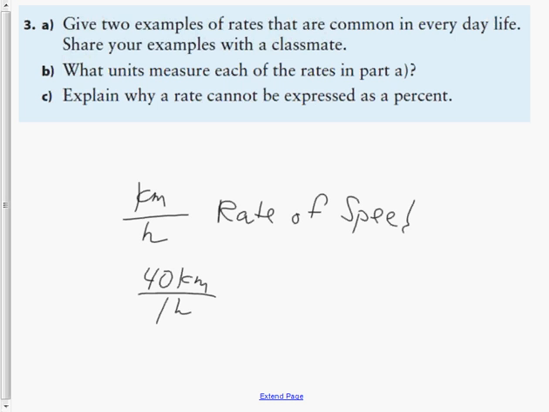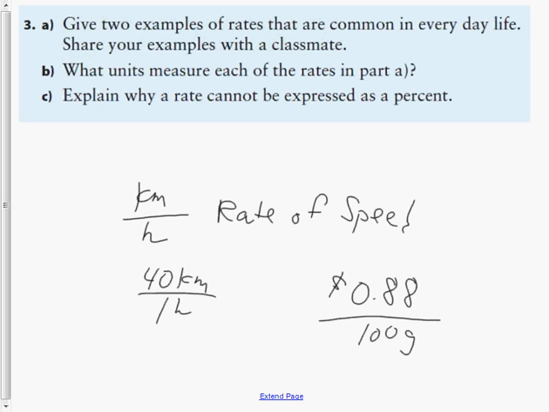Another example is if I shop at Bulk Barn and I want to buy my jujubes because they're the freshest. I think they're 88 cents. The cost is 88 cents per 100 grams of jujubes. So it's the best place to get your jujubes if you like jujubes. If you don't like jujubes, don't buy from Bulk Barn. But those are examples of rates you can buy in everyday life.